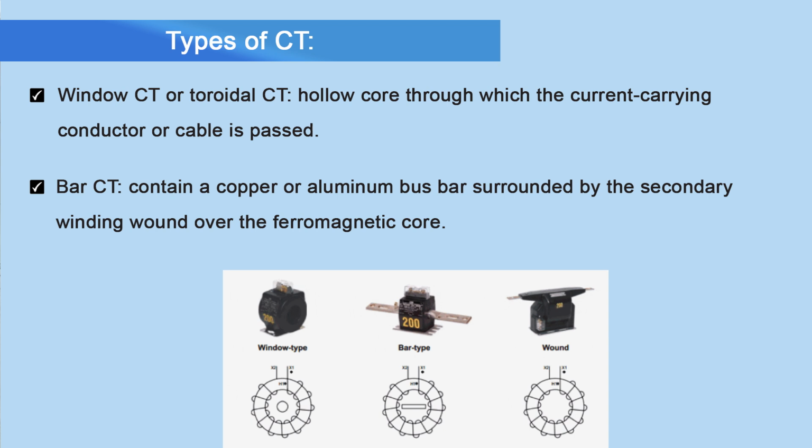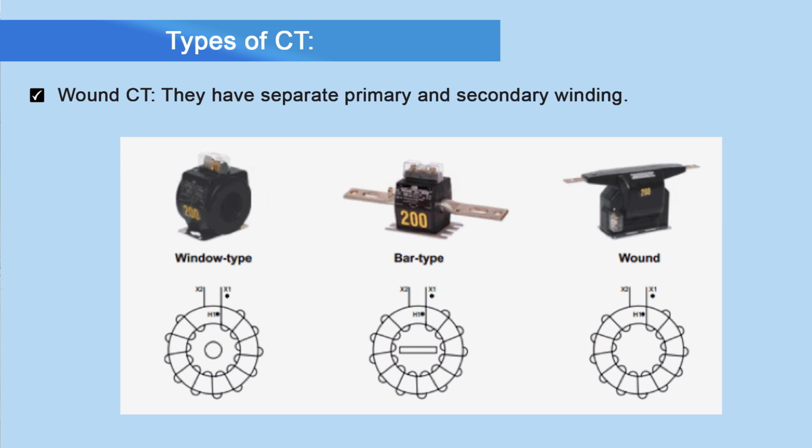Next one is the bar CT. This contains a copper or aluminum bus bar surrounded by the secondary winding wound over the ferromagnetic core. Now, we are going to discuss the wound CT. This wound CT has a separate primary and secondary winding. All these CT types are visible in the figure. You can refer to the figure to understand the basic construction of these CTs.